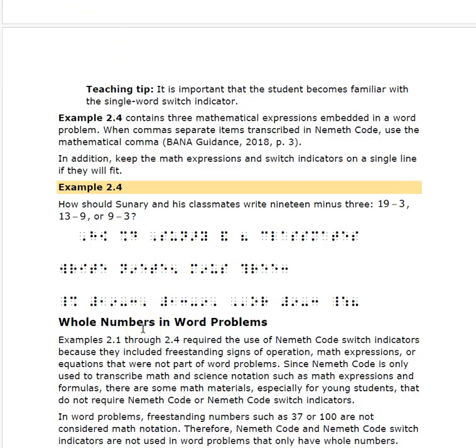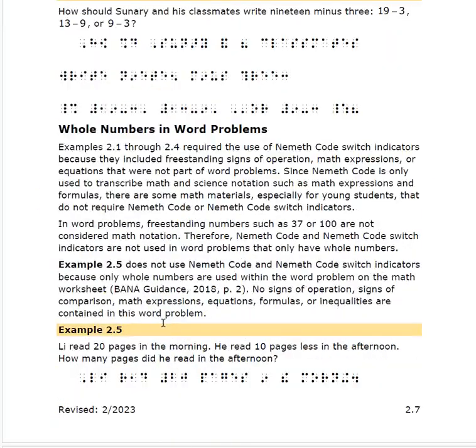All right, we're done with that. So we've got the math problem here. We finished it. We did the word switch sign for or. And then it continues to be Nemeth after that word. Okay? Then finish it and then the question mark.